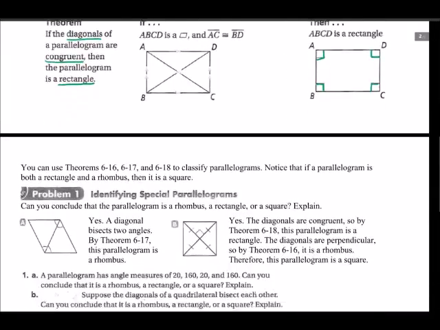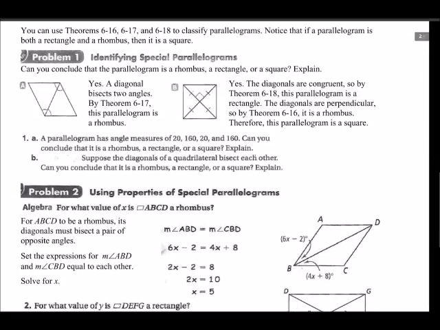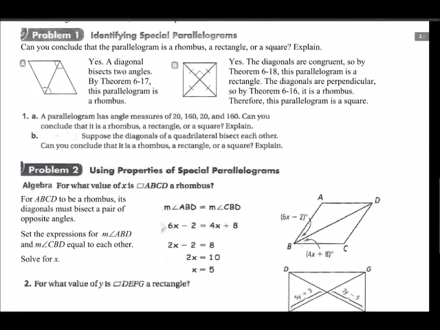So let's look at our first problem here. Identifying special parallelograms. It says, can you conclude that the parallelogram is a rhombus, rectangle, or square? And justify your answers. Well, let's look at A here. What do you see? Well, I see a diagonal that bisects that angle and bisects that angle. So yes, one diagonal bisects opposite angles. So we have a rhombus.